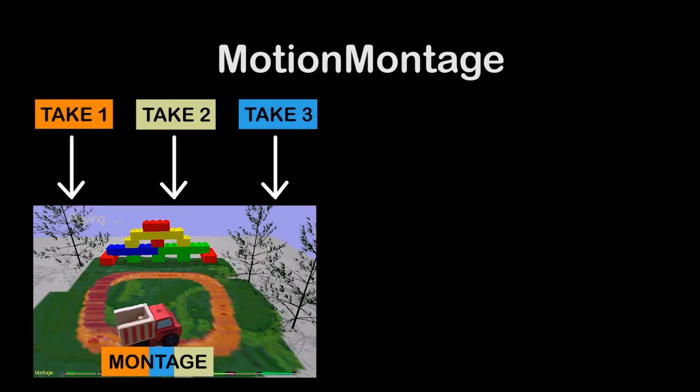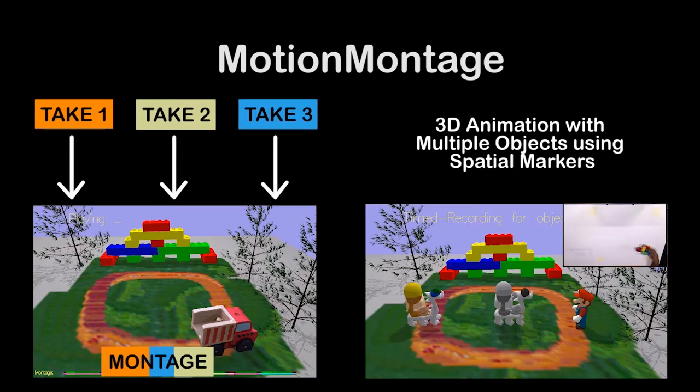To summarize, we presented a system, Motion Montage, which allows the user to 1. Combine multiple takes of an object after annotating them, and 2. Record multi-object animations with the help of spatial markers. We also reported qualitative and quantitative results from user studies for both these ideas.